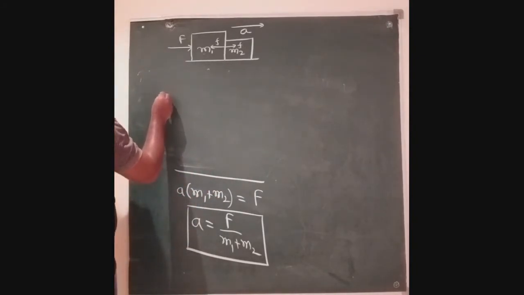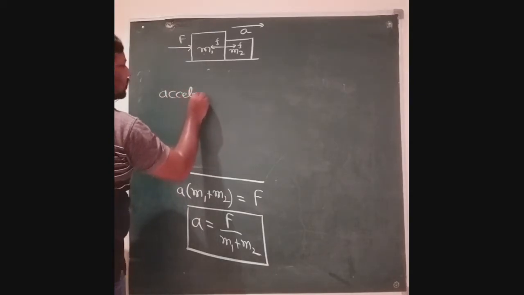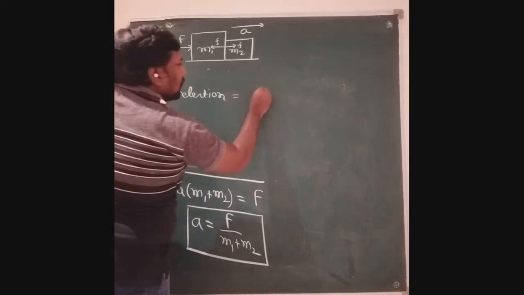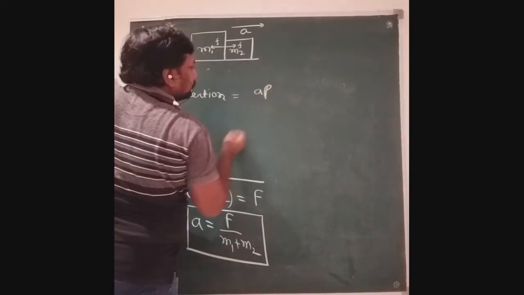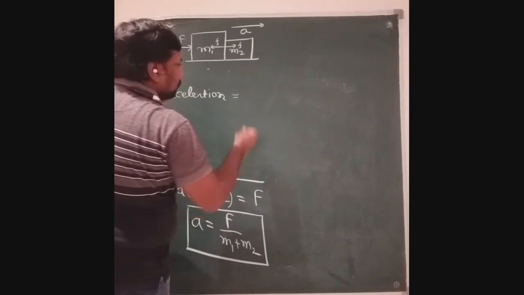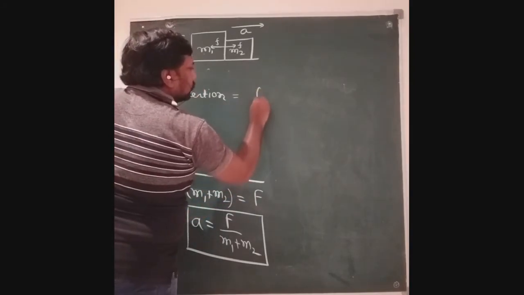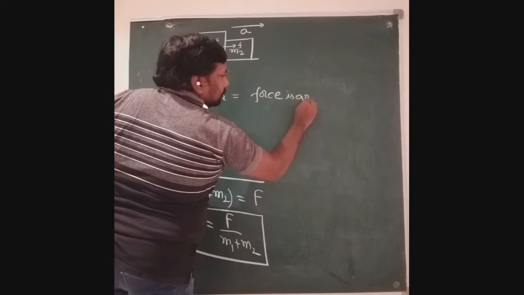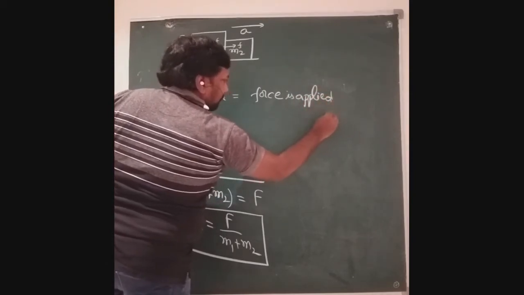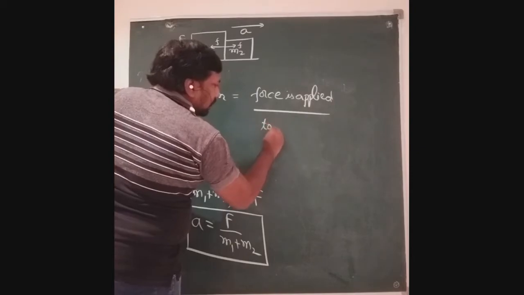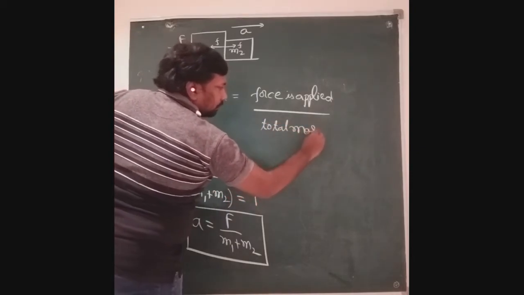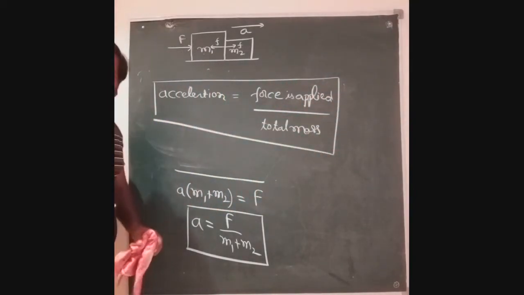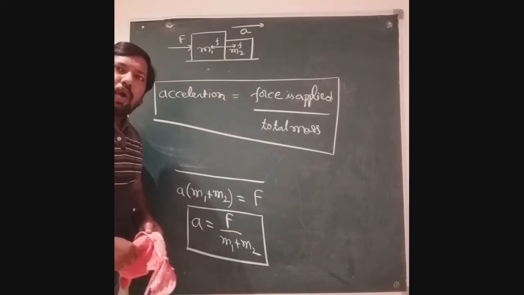It can be written as: acceleration of this system is equal to the applied force F divided by the total mass. Okay, now we can find out the contact force.